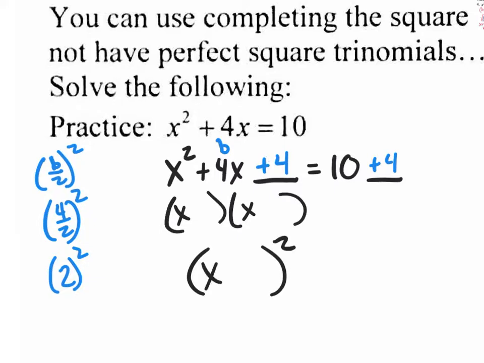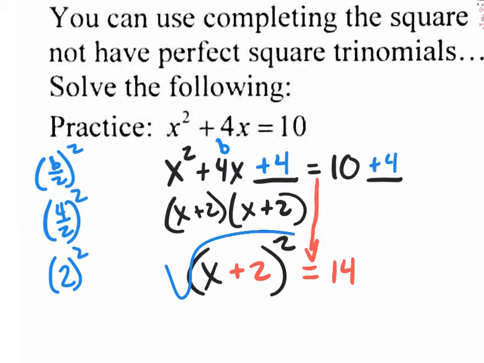Okay? So let's think about it. What times what is 4 that if I combine together is 4? 2 times 2, right? So positive 2 here, positive 2 there, which means that I could just put the plus 2 right there. And of course, this is equal to 14. And now I'm going to square root on both sides. I will have x plus 2 equals plus or minus. You have to put a plus or minus whenever you apply a square root in an equation.